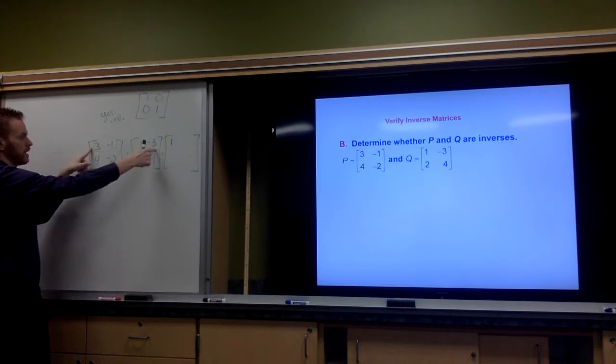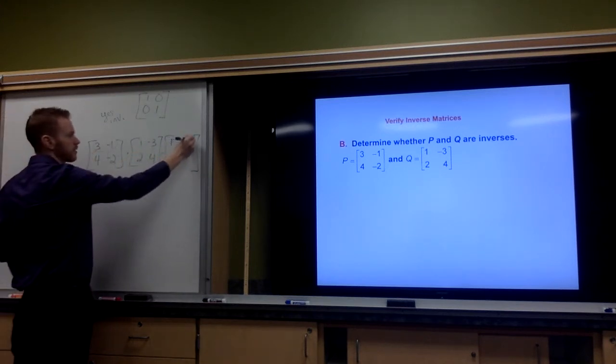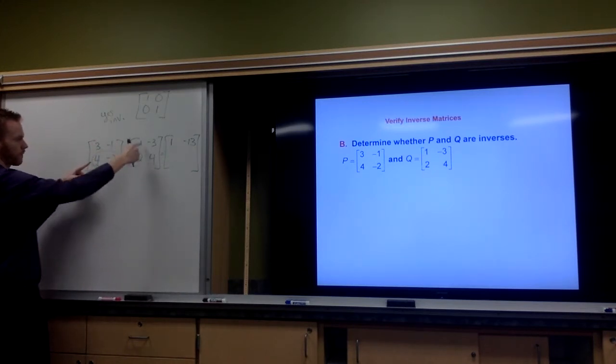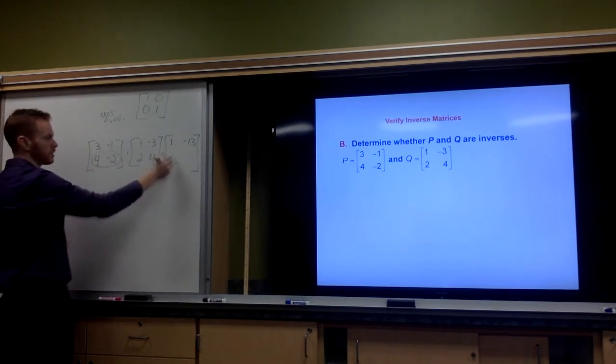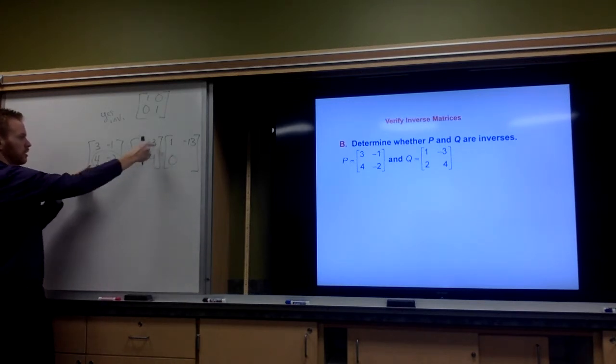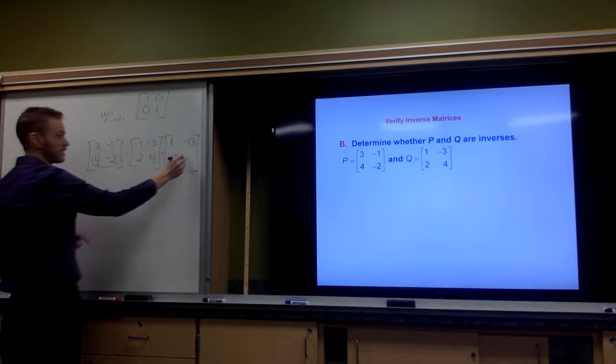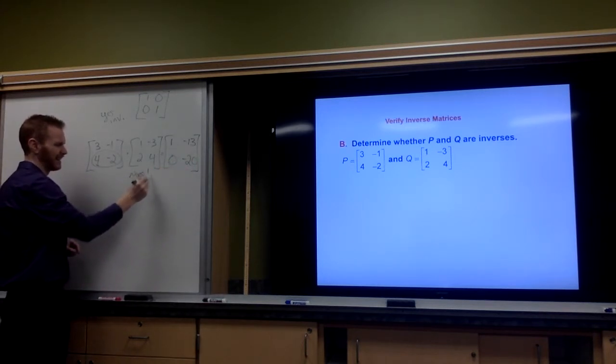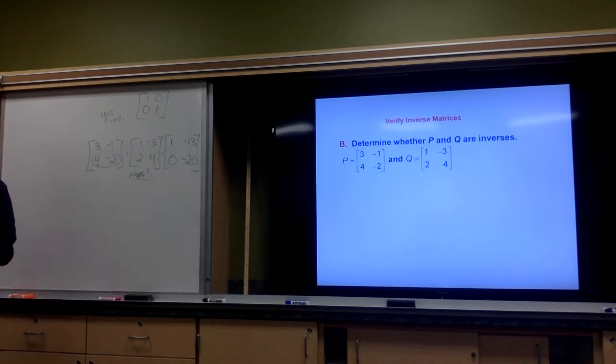This is negative 9, negative 4, negative 13. Okay, this row's done. Let's go to the next one. 4, negative 4 is 0. Negative 12, negative 8, negative 20. Nope. They are not inverses of each other.